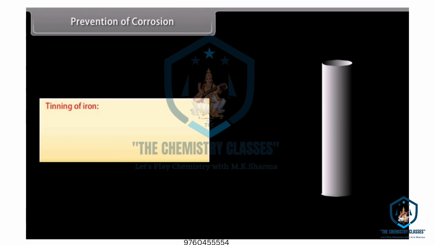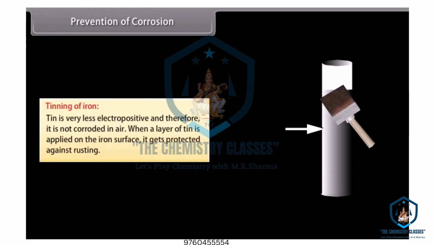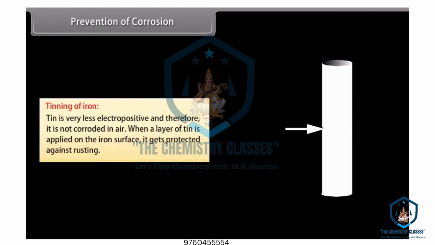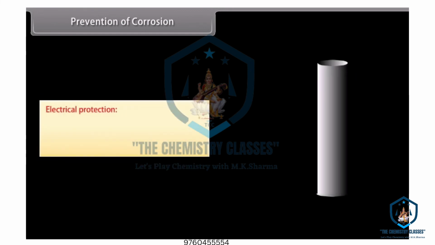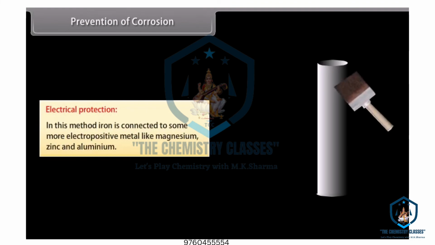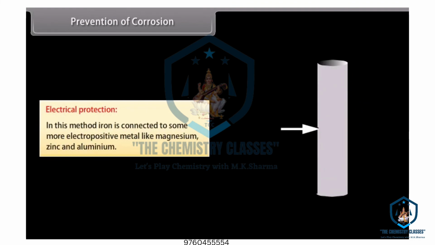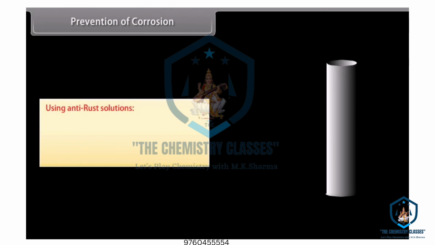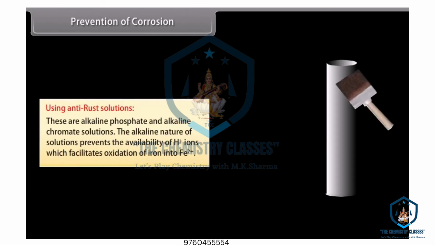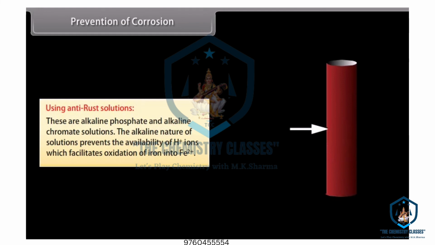Tinning of iron. Tin is very less electropositive and therefore it is not corroded in air. When a layer of tin is applied on the iron surface, it gets protected against rusting. Electrical protection. In this method, iron is connected to some more electropositive metal like magnesium, zinc, and aluminium. Using anti-rust solutions. These are alkaline phosphate and alkaline chromate solutions. The alkaline nature of solutions prevents the availability of H+ ions, which facilitates oxidation of iron into Fe+2.